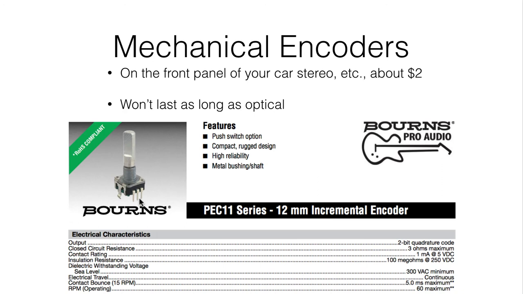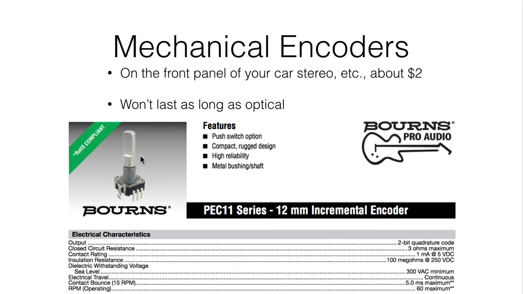Now, mechanical encoders like this, the place where you would find one of those typically is on the front panel of your car stereo. So if you got into a really old car and turned on the radio and turned up the volume, and then turned off the car and turned down the volume, when you turned on the car again, it would come on at a lower volume because it was using a potentiometer to actually change what's going on in the circuitry. But in a modern car stereo, if you turn down the volume knob after the ignition key is turned off, it has no effect on what the volume will be next time you turn on the car.